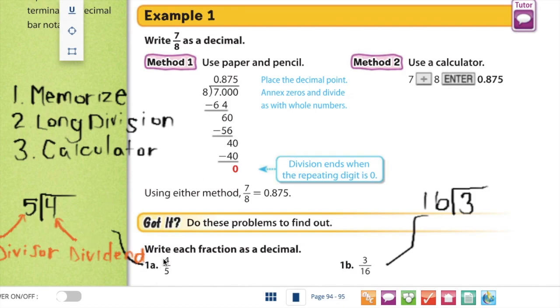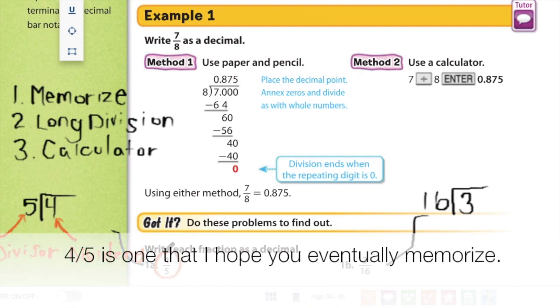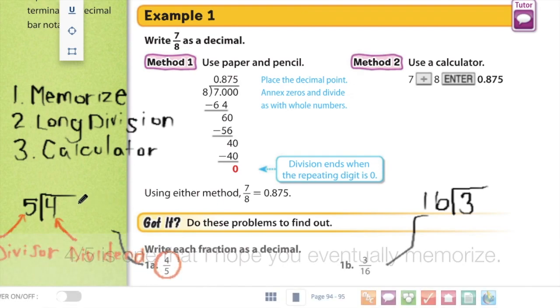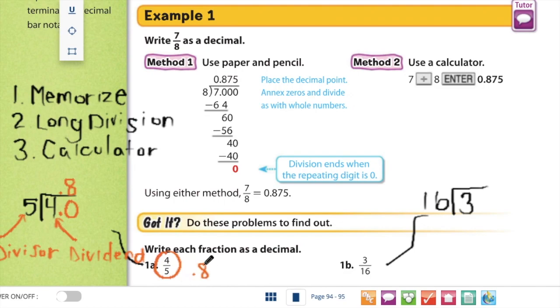Remember that when you're setting up a problem like 4/5 and converting it to a decimal using long division, the numerator 4 is the dividend and the denominator 5 is the divisor. Since we cannot take 5 into 4, we add a decimal, move it straight up into our answer, and then add a 0. 5 goes into 40 8 times. So the decimal equivalent for 4/5 is 0.8.